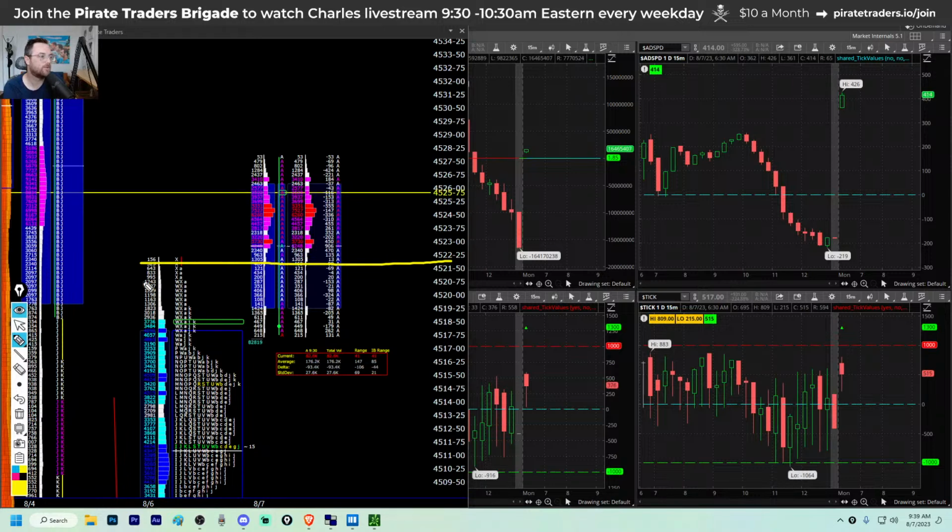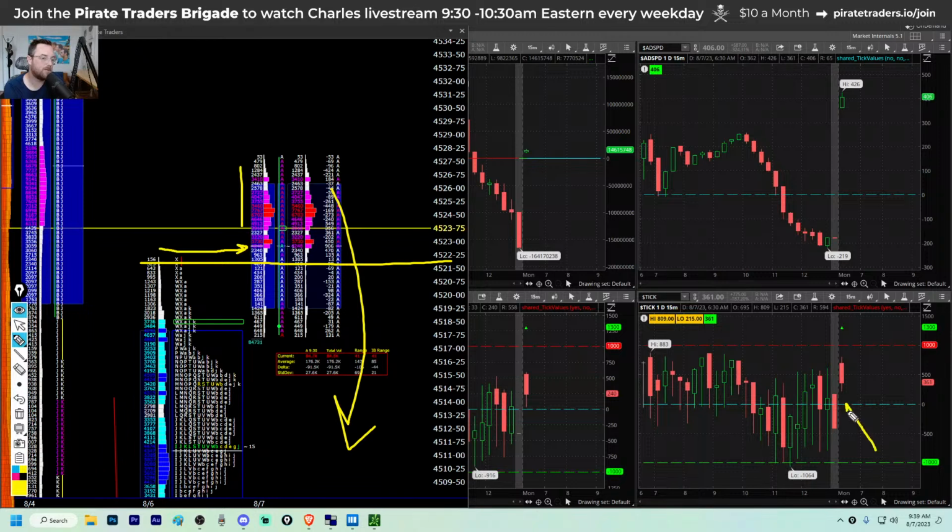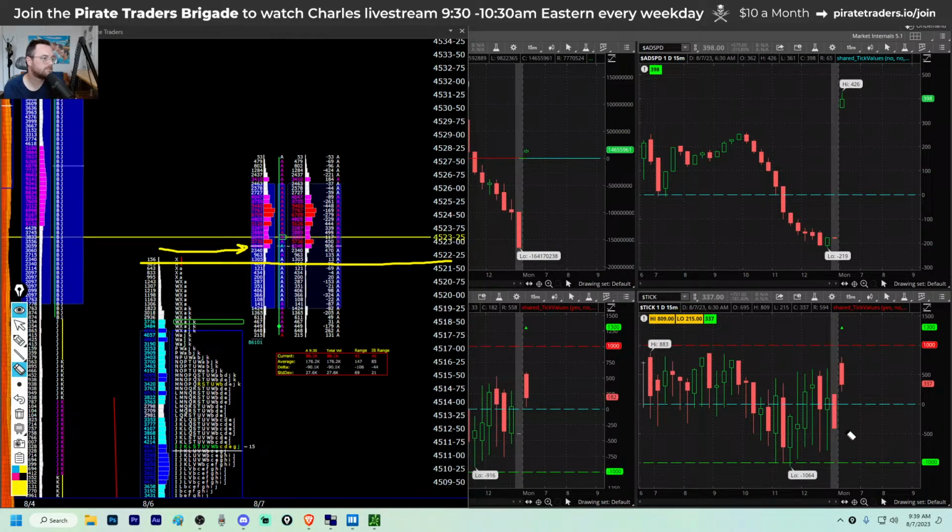If we pass back through there and head back down into the overnight range, then I look for a pullback and more chop. But for now, my assumption is there'll be buyers waiting because they've been buying this whole time. So we are looking for support and a bounce on the ticks. Can they hold it?